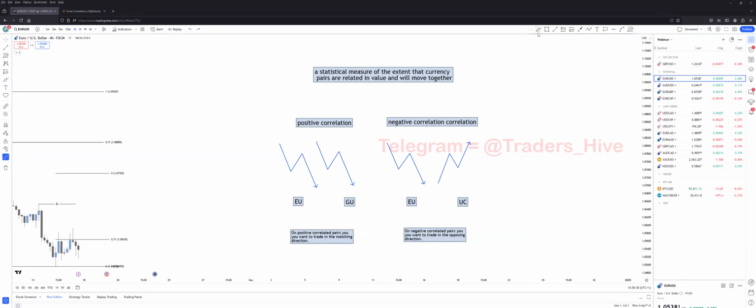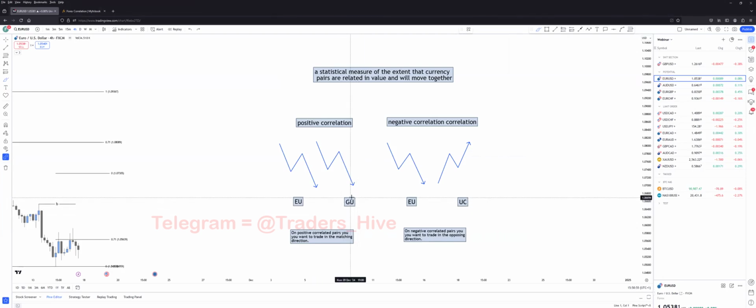So what is correlation? It's a statistical measure of the extent that currency pairs are related in value and will move together. What does it mean? It means that we have two types of correlations: positive and negative correlations. If you take a look at currency pairs and they are related in value, they most likely will move together. Take an example, Euro US dollar, GBP US dollar.